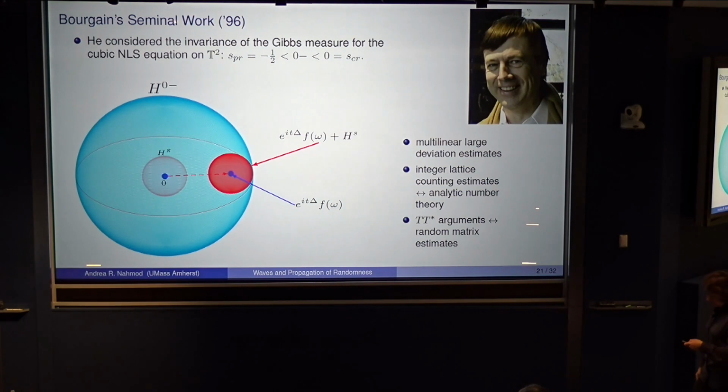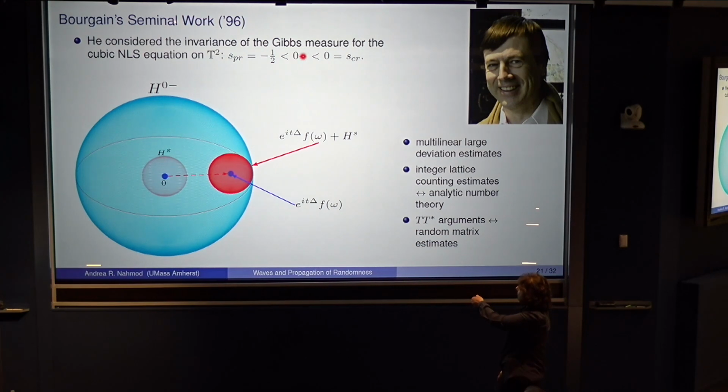And so the first person who did a breakthrough on this was Bourgain in 1996, who was the first one to go, you see. In 1996, there was no notion of probabilistic scaling because we brought this forward in 2019. So forget about this for a second.